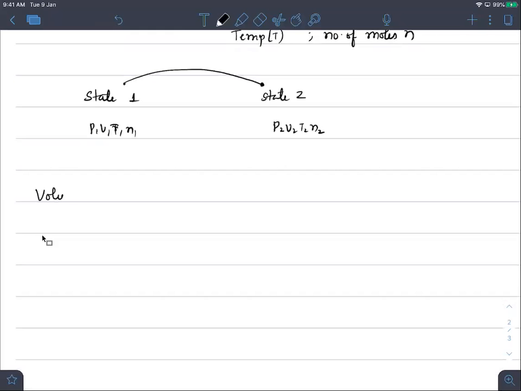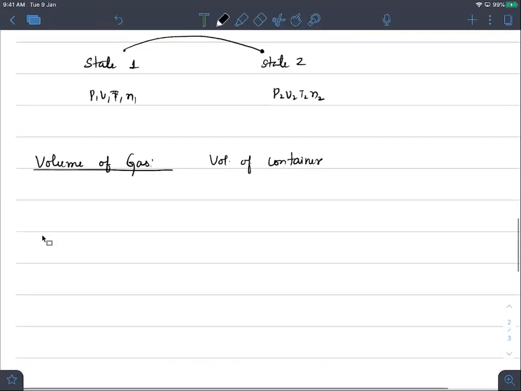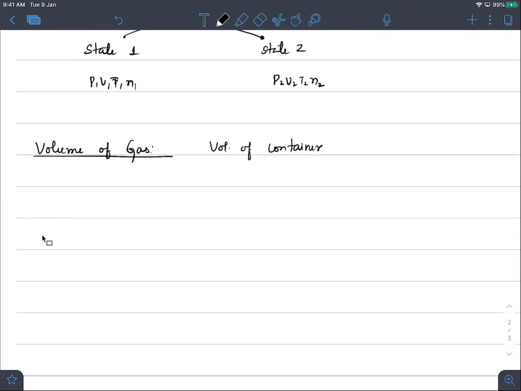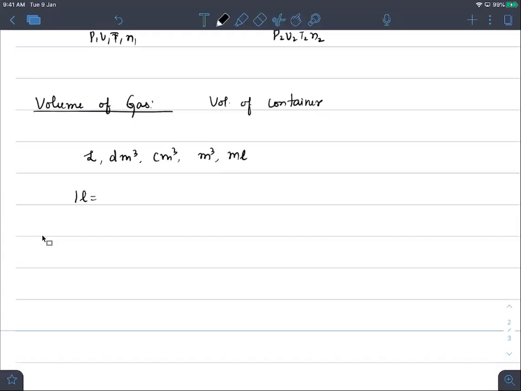When it comes to volume of gas, we always assume it has the volume of container. And when it comes to container volume, the units which we use are liters, decimeter cube, centimeter cube, meter cube, ml, and so on. Simple relation, if you just recall, 1 liter is 1000 centimeter cube, which is same as 1000 ml, which is same as 10 raised to power of minus 3 meter cube, or same as 1 decimeter cube. You can relate one another based on that.